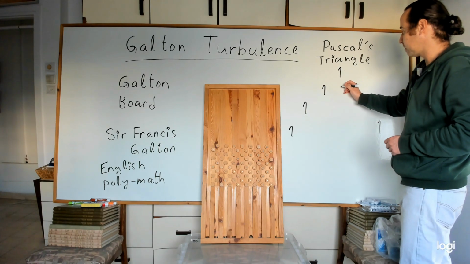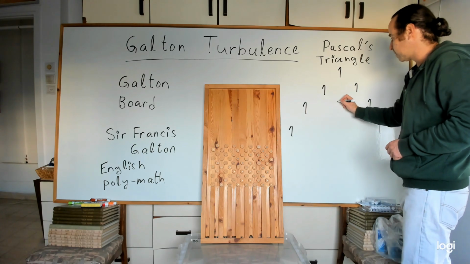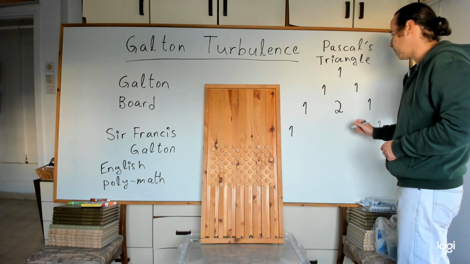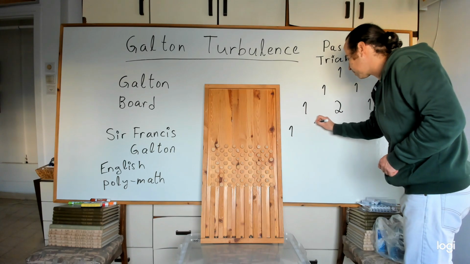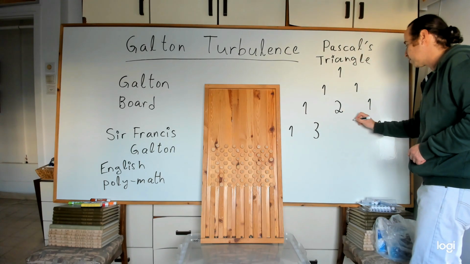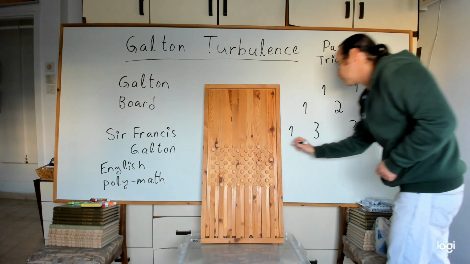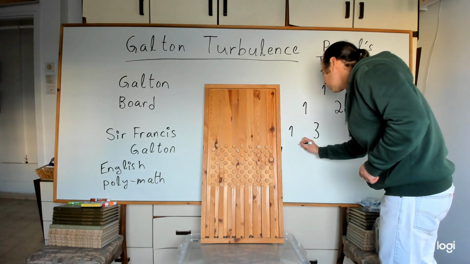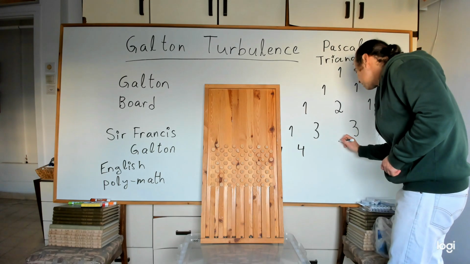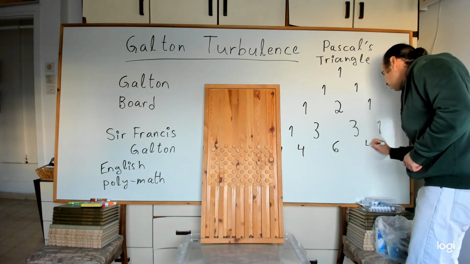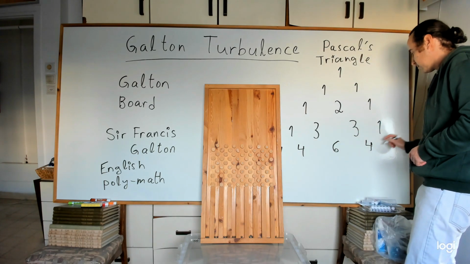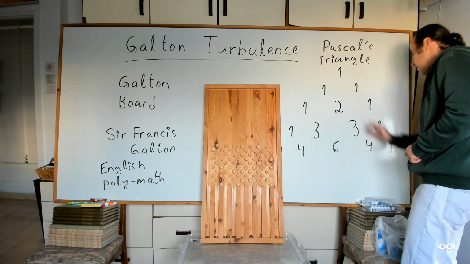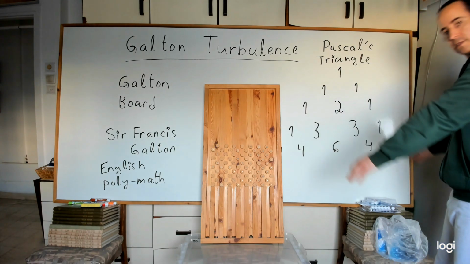For example, here, one and one makes two. And one and two makes three. And two and one makes three. And the next line will be one, four, six, four, because it's three plus one, and it continues, it's endless.